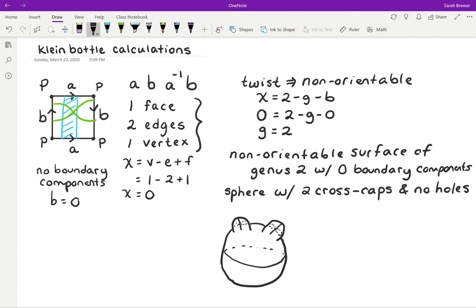All right, but we said this was a Klein bottle, and it is. So it turns out that depending on the order that you glue things and that sort of thing, the sphere with two cross caps really is homeomorphic to a Klein bottle. And that might seem kind of crazy, but it's true. So, special name for a non-orientable surface of genus 2 without boundary components is our Klein bottle.